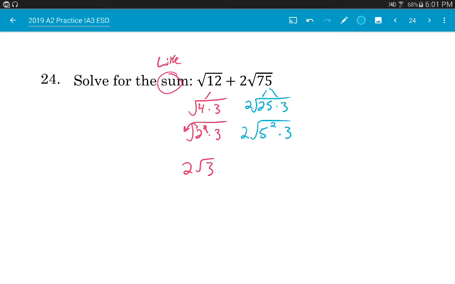Let me put it over here. And the 5 can give up its square to come on out. 5 times 2 is 10, and the 3 is stuck underneath. And they want us to add them. 2 rad 3 plus 10 rad 3, 12 rad 3.